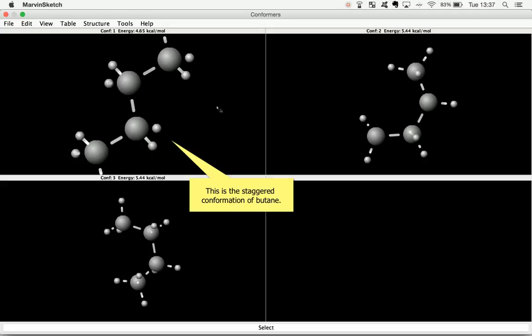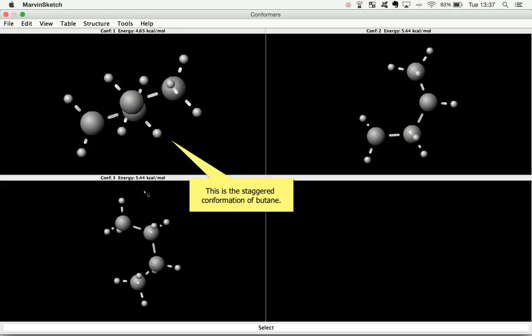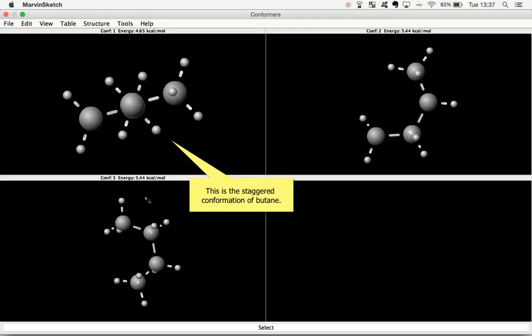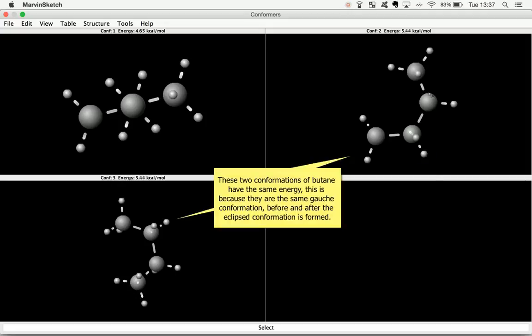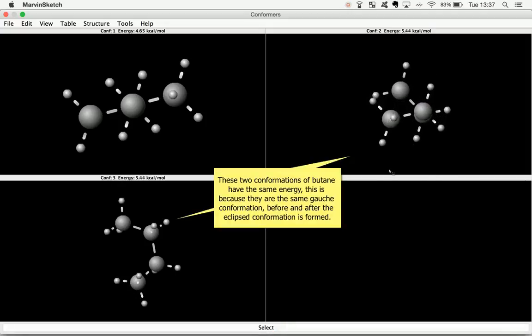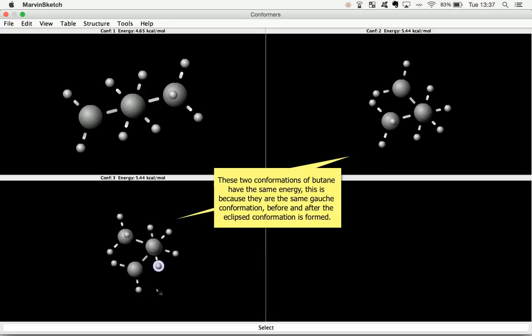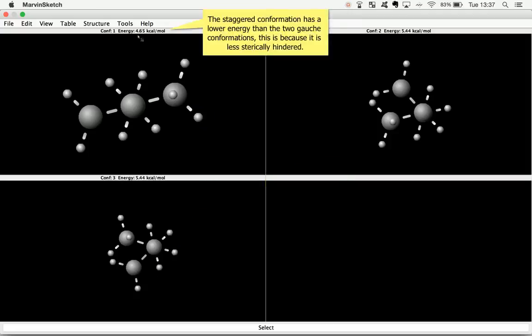This is the staggered conformation of butane. These two conformations of butane have the same energy. This is because they are the same gauche conformation, before and after the eclipsed conformation is formed. The staggered conformation has a lower energy than the two gauche conformations. This is because it is less sterically hindered.